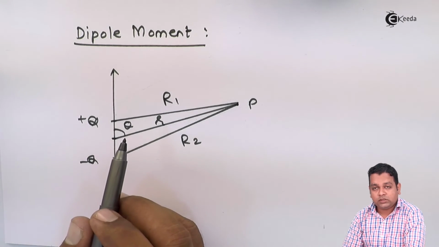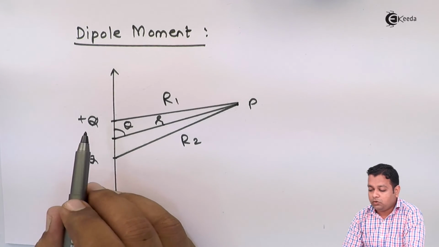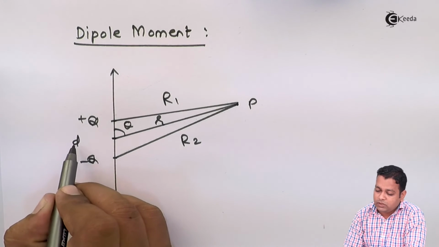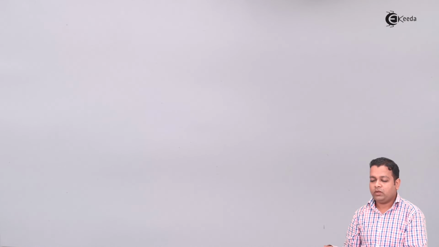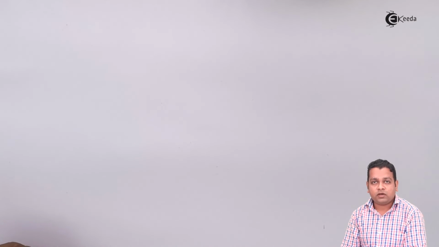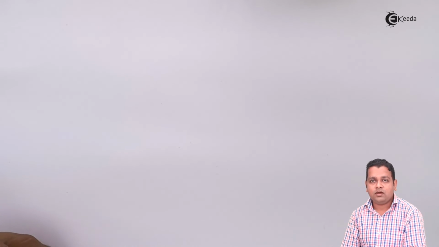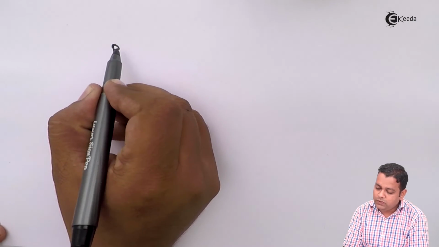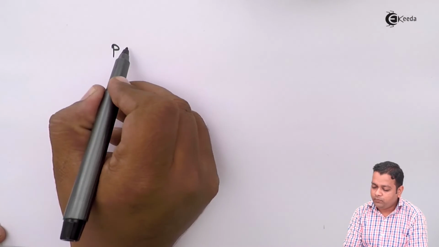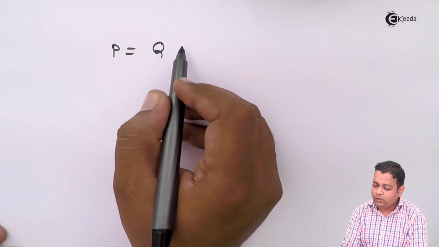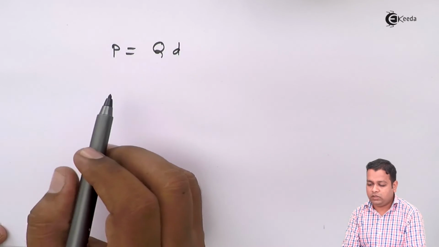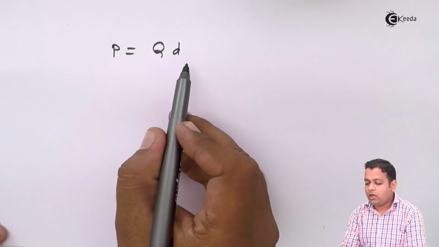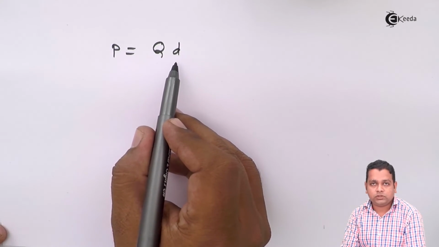So as per the definition, it is the product of the magnitude of the charges and the separation distance d. Hence, as per the definition of electric dipole moment, we can say it is the product of the magnitude of the charges and the distance of separation. So simply we can write small p for dipole moment is equal to capital Q into small d. Capital Q is the magnitude and small d is the distance of separation.